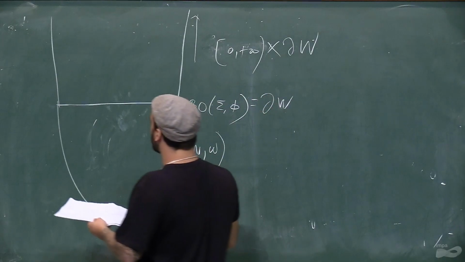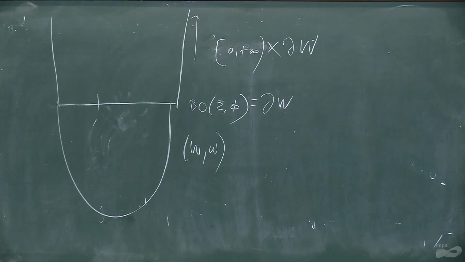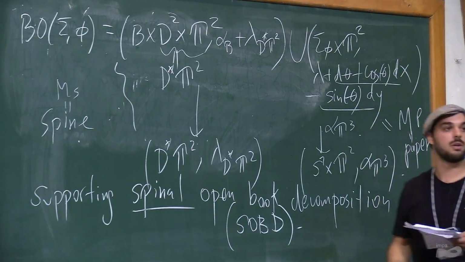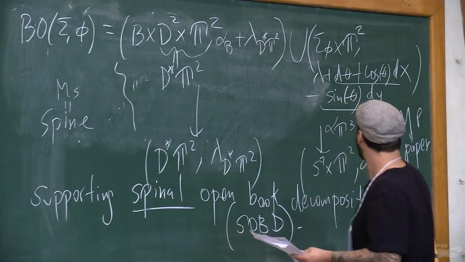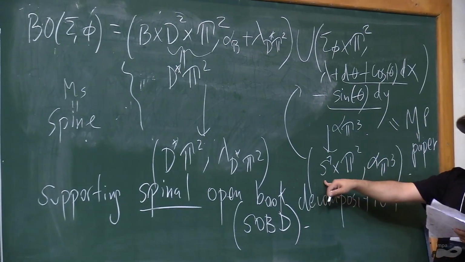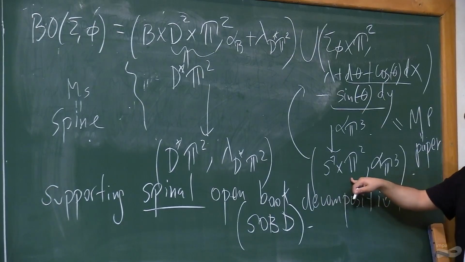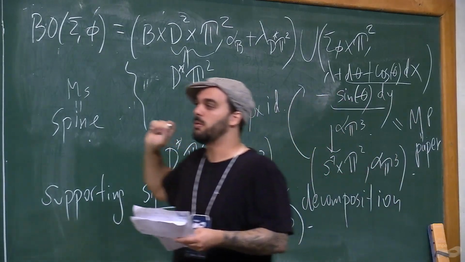So this is the completion, right? And here's my decomposition. I want to call this piece here MS, which is the spine, and this is MP, which is the paper. And the pages are the original pages of the original open book, sigma. The important point here is that the monodromy of this fibration is the original monodromy of the starting open book phi, and the identity on the second factor. So this is an important point here.